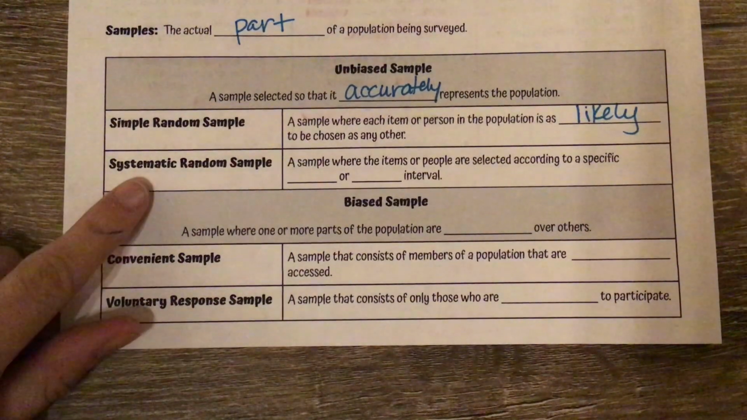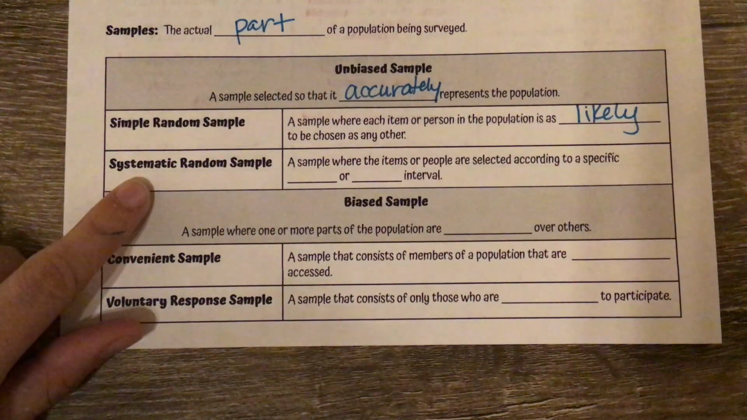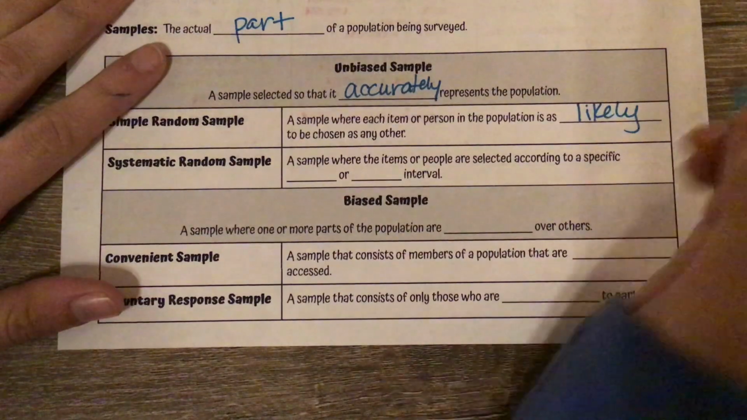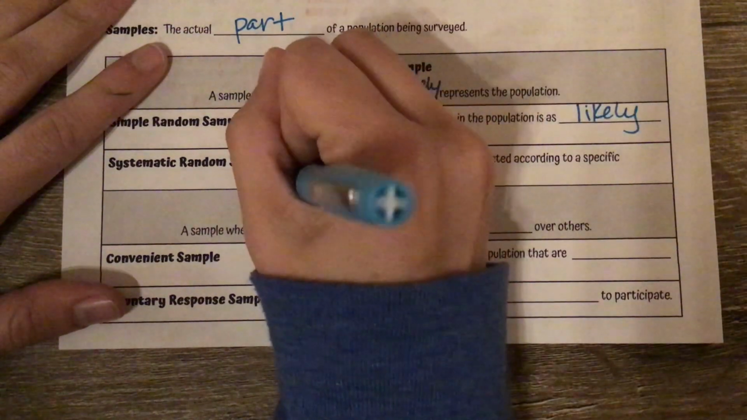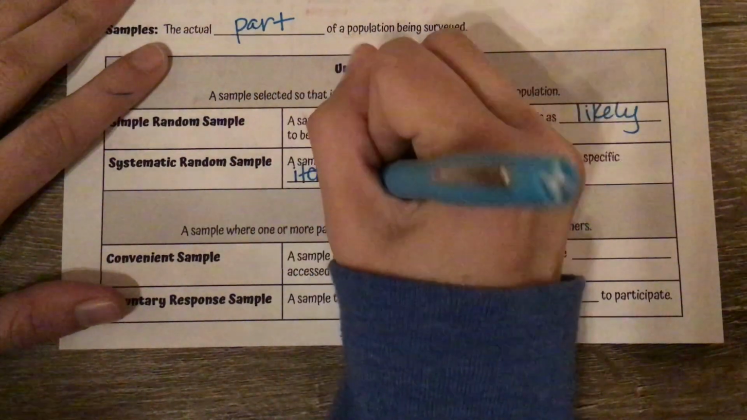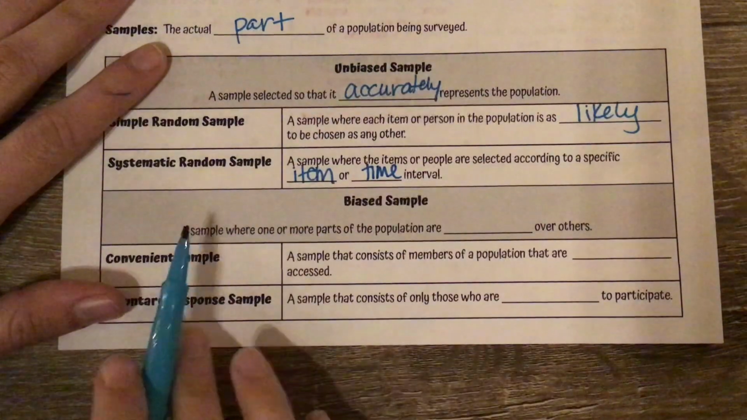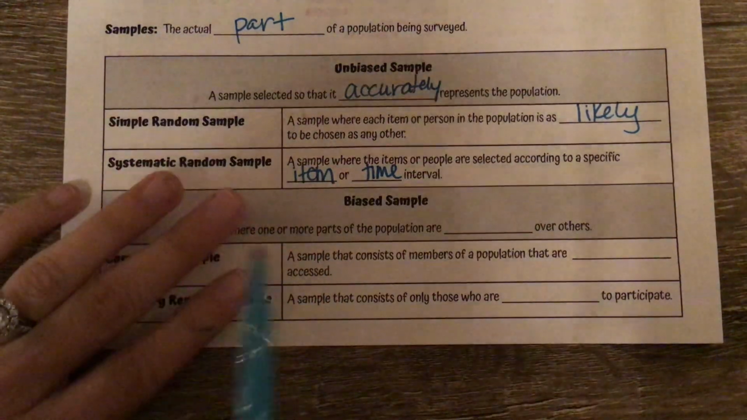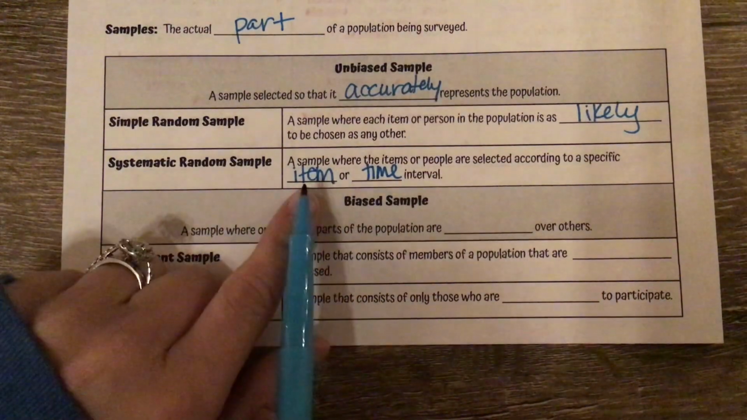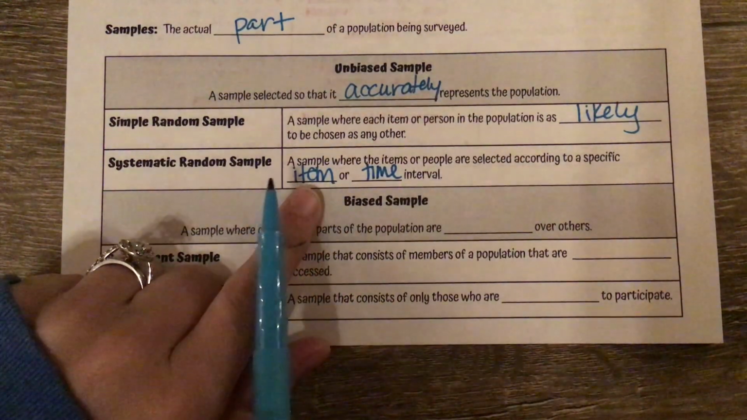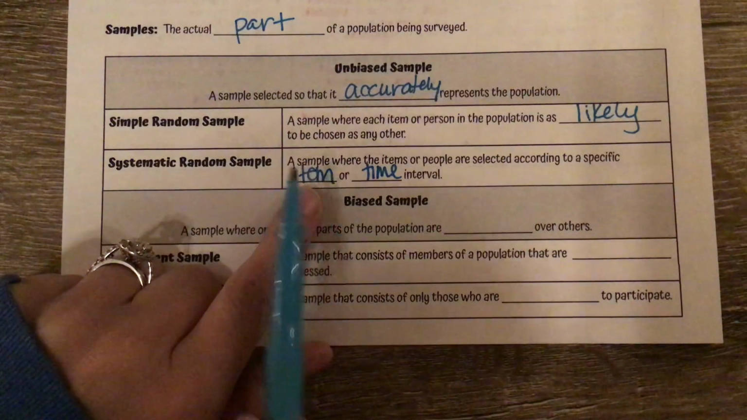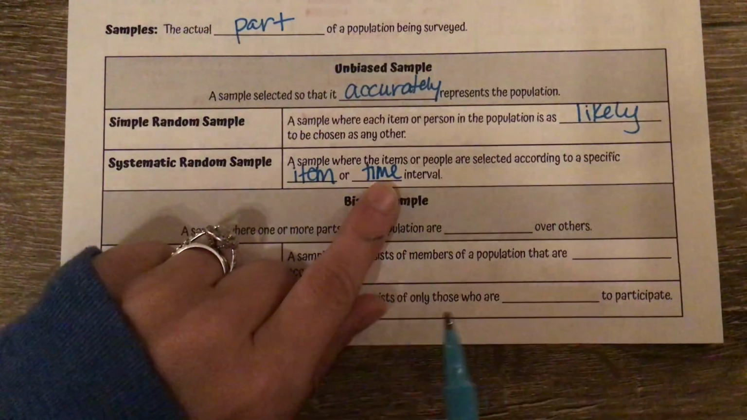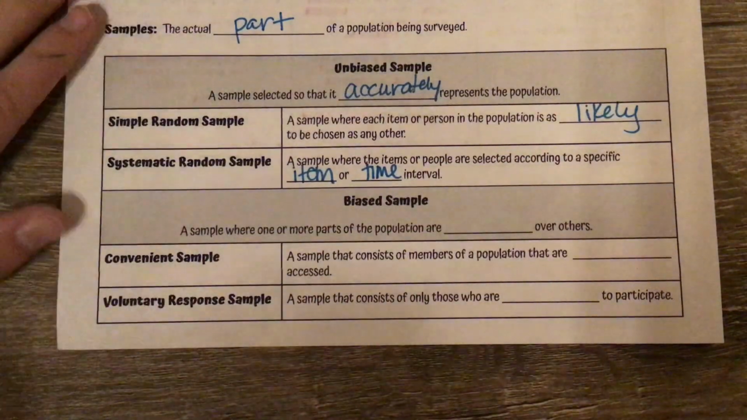The other unbiased sample is a systematic random sample. So this is a sample where the items or people are selected according to a specific item or time interval. So that means like maybe I'm testing out the chocolates at the Hershey Chocolate Factory. I'm going to test every 10th chocolate that comes through on the assembly line. Or I'm going to test a chocolate every 5 minutes. So I've got some type of interval going.